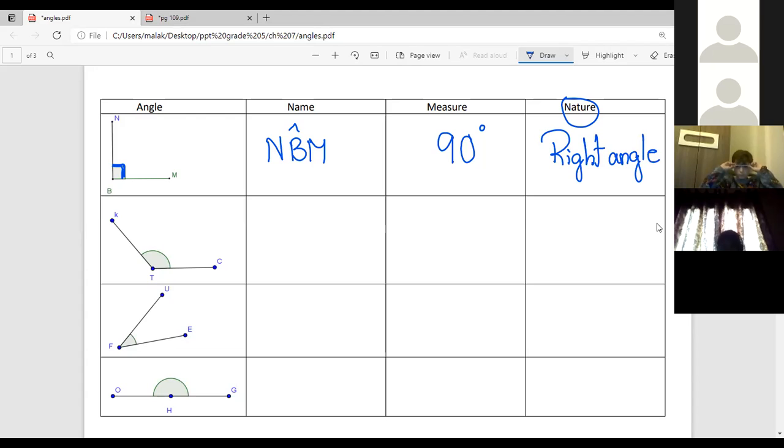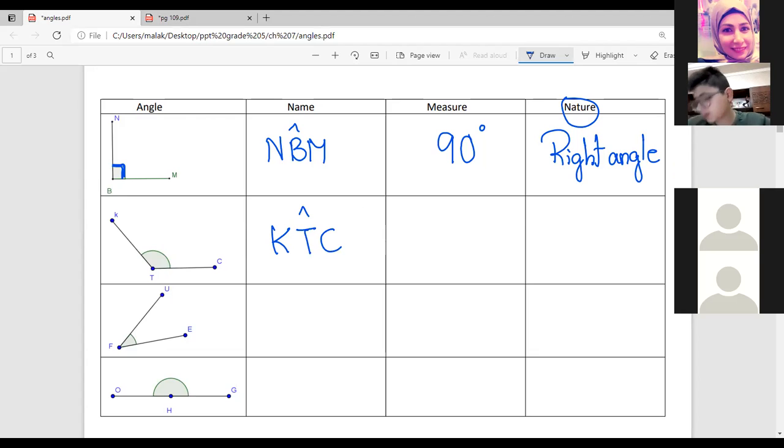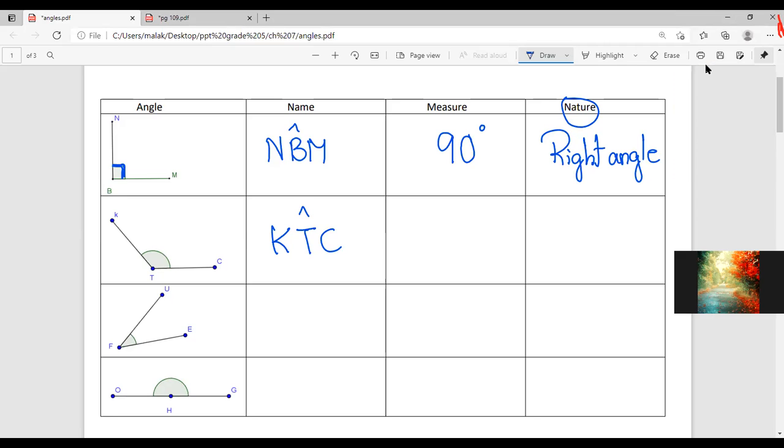Okay, Mahdi, the second one. Name the angle, please. KTC. Bravo. Or CTK. Now we will measure it. Farah, can I see it, please, teacher? We will measure it together. Okay, I will open the board.